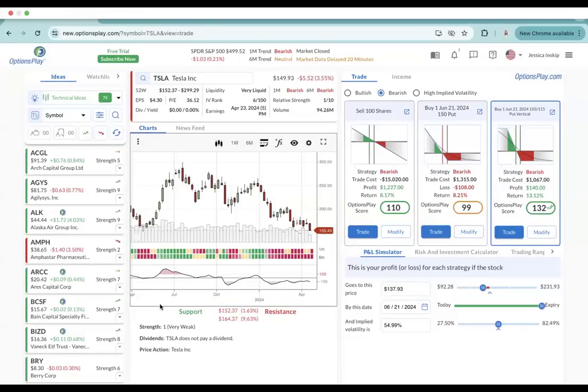So hopefully that helped with your Tesla. But yeah, the IV rank does seem very low. I'm going to check on that calculation because I also thought that was quite low for Netflix as well.